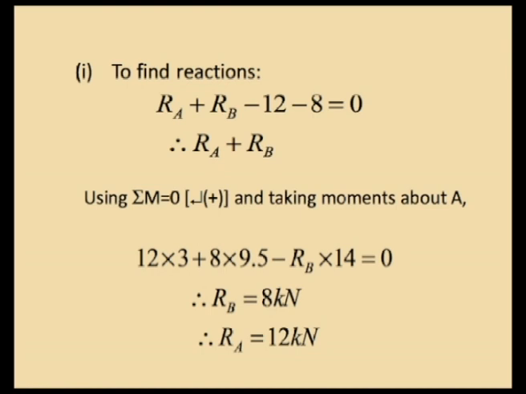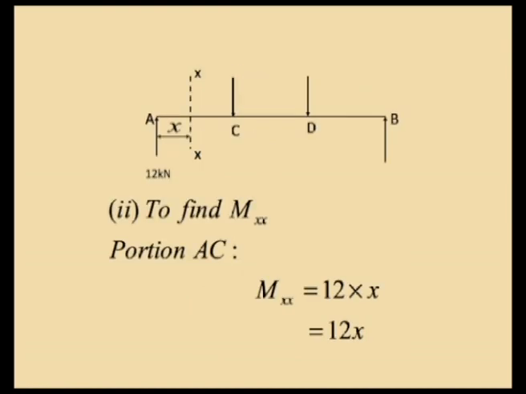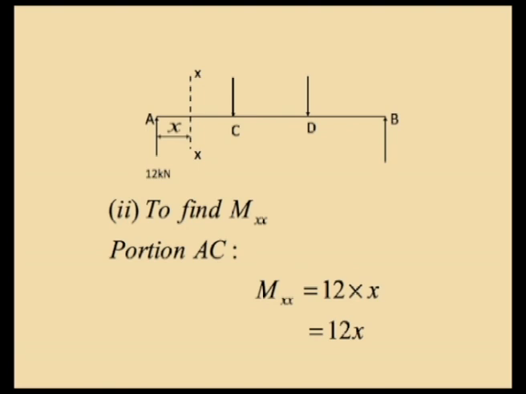After obtaining the values of reactions, we can start writing the bending moment equations in different portions. Say if we want to develop the equation for portion A C, the bending moment at x will be equal to the left reaction 12 kilonewton multiplied by x. It should be clear that it produces a clockwise moment, and being to the left side of the section, left clockwise being positive, it is plus 12 x. Then we will move the section to C D.